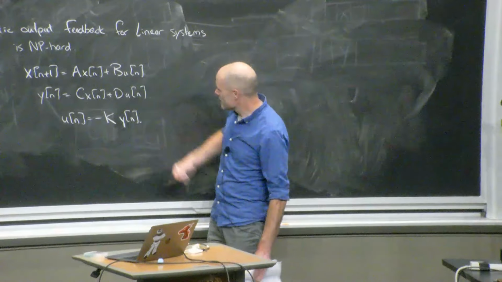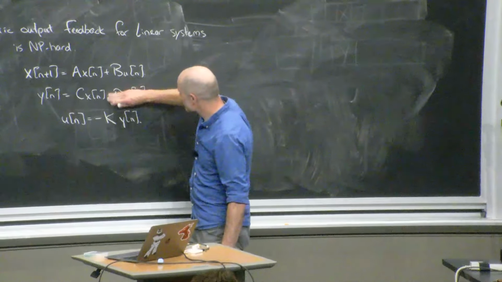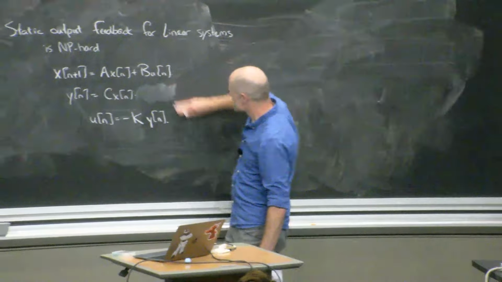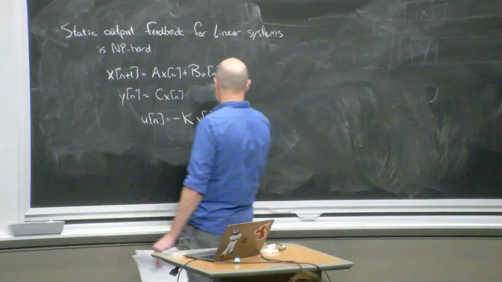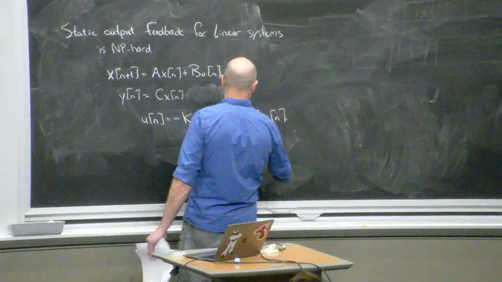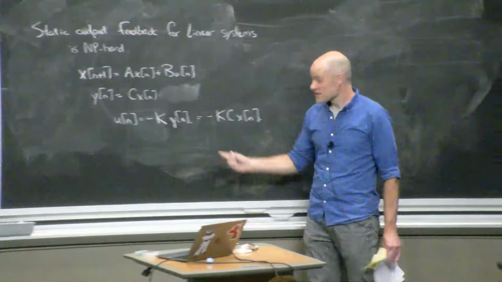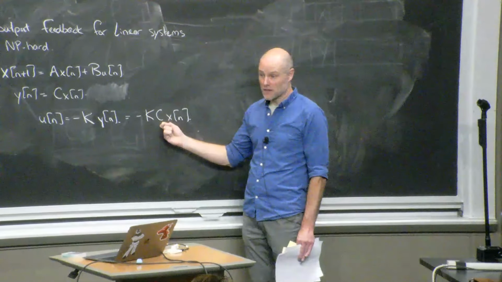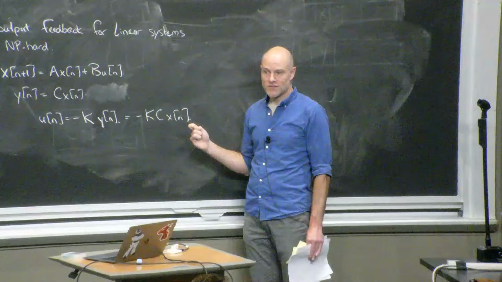Even in the setting where I make it just negative k c x_n, you would think this would not be that much worse. Why should that be that much worse? But if c is not full rank, then this problem gets geometrically much worse.